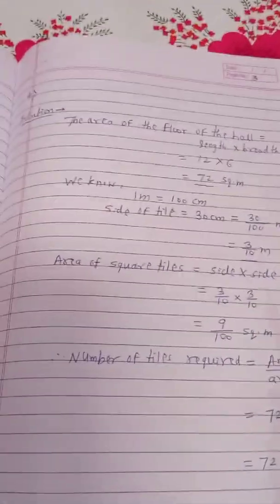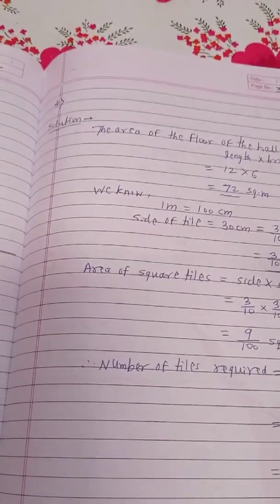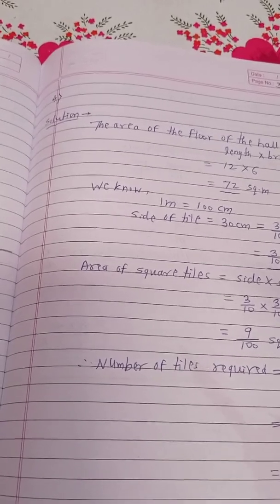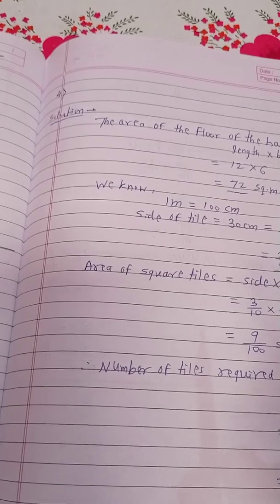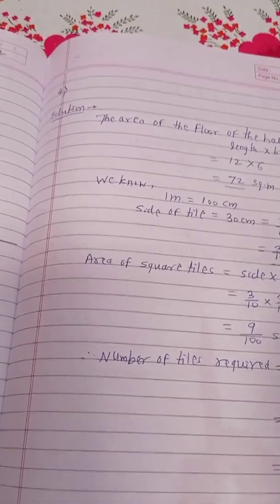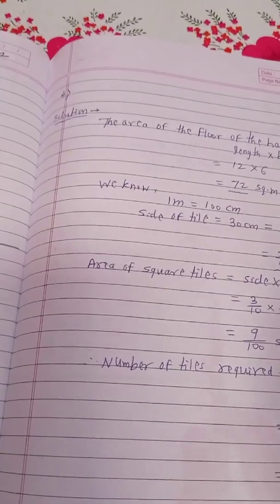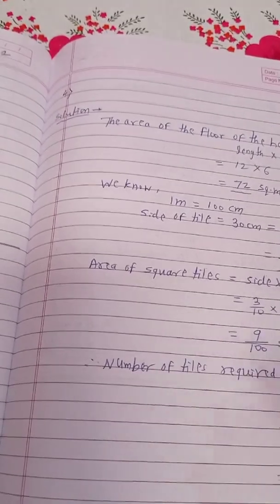In this fourth question, they are given a rectangular hall that is 12 meters long and 6 meters broad. See here, one rectangular hall is there. Their length is given as 12 meters and their breadth is given as 6 meters. You want to do the flooring.